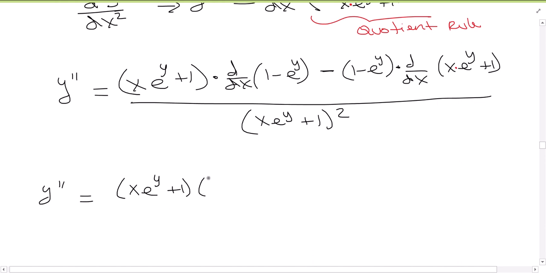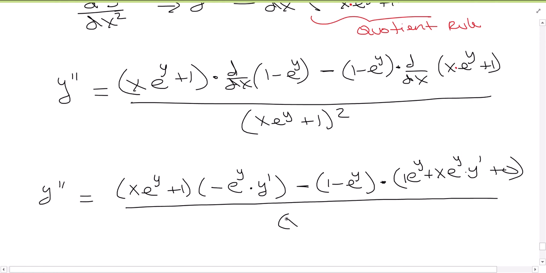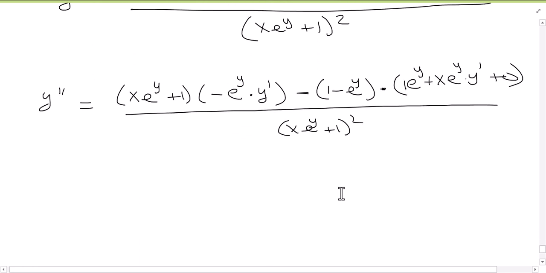The derivative of negative e^y will be minus e^y, right? That's e^f(x). So e^y times the derivative of y, so times y prime, minus (1 - e^y). And then times, here we need the product rule. So product rule is that the derivative of the first times the second left alone plus the first times the derivative of the second, and then the derivative of plus 1 is just 0, all over the bottom squared. Now, is there anything we can take out to simplify?